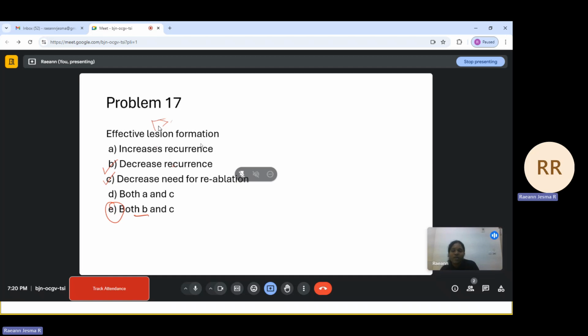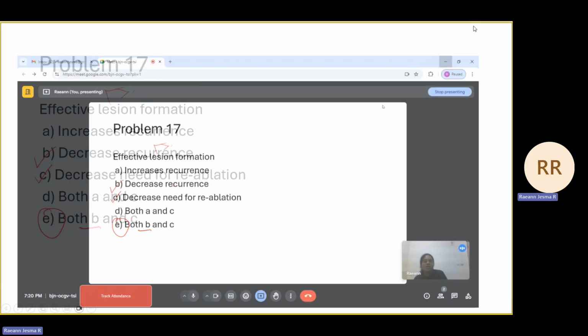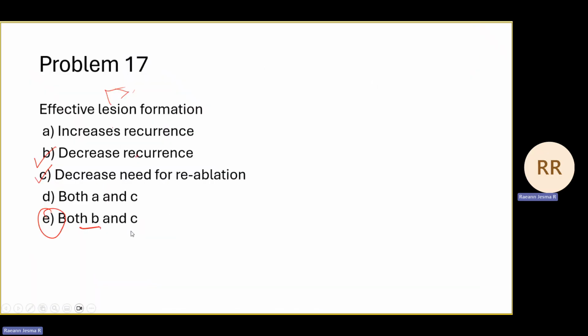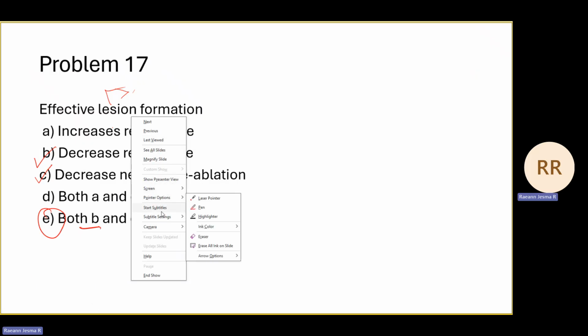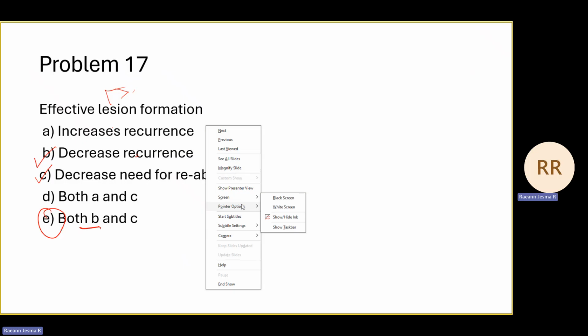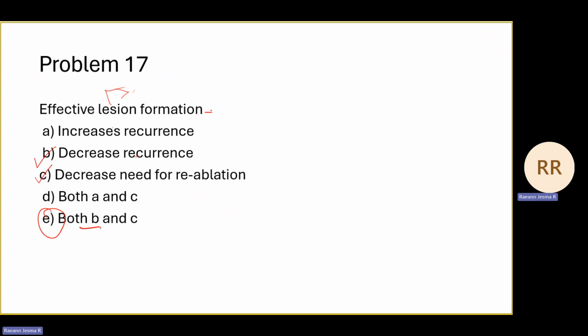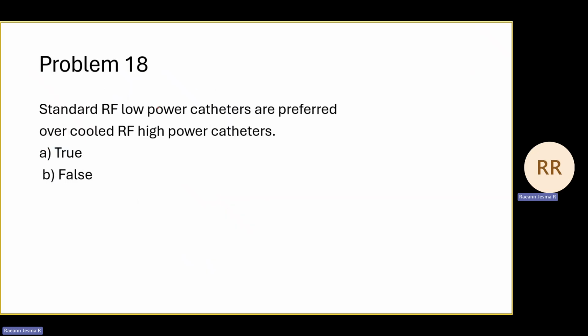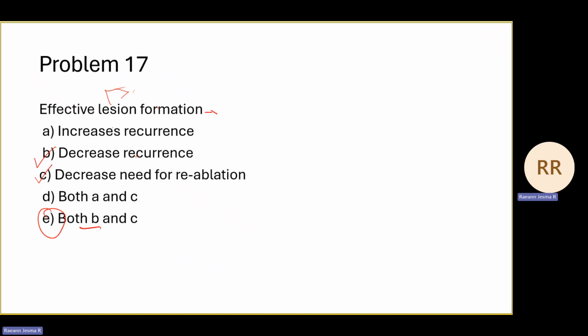So here we need to have an effective lesion formation so that we can decrease the recurrence of atrial fibrillation, as well as not have to do the ablation procedure again. That's why we need effective lesion formation. This can be made possible by having some sort of force sensor at the tip of the catheter, which will help you determine how much actual force you have to give to properly ablate the tissue. Okay, so is this clear?